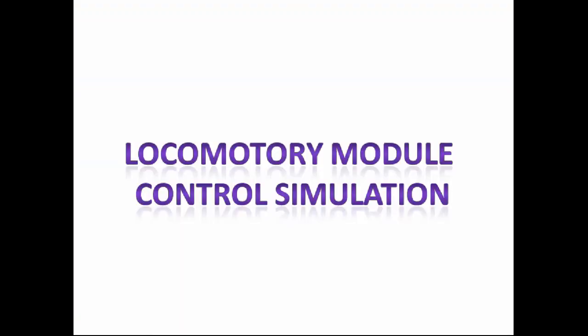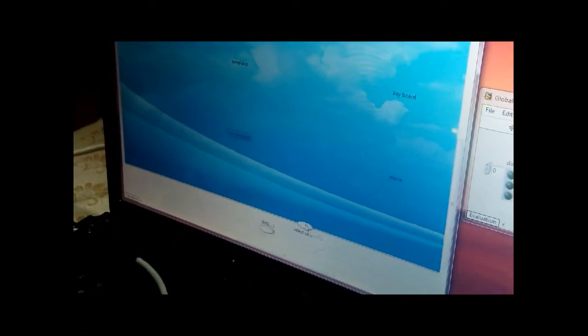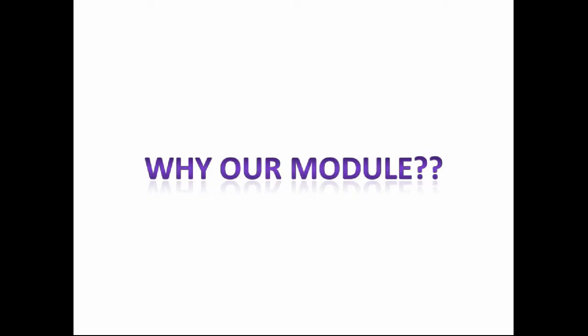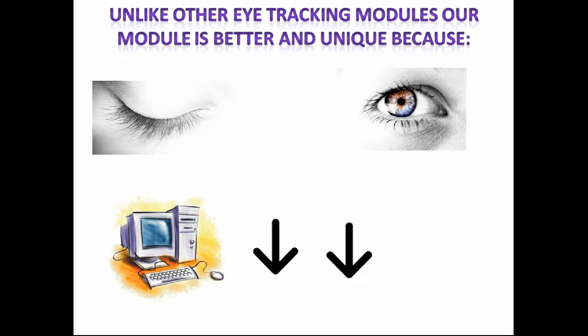Now let us look into the front panel for the direction selection. A single blink would toggle between directions, and a double blink would select a direction, enabling movement. Unlike other modules, the module requires the most simple function, that is, a blink.